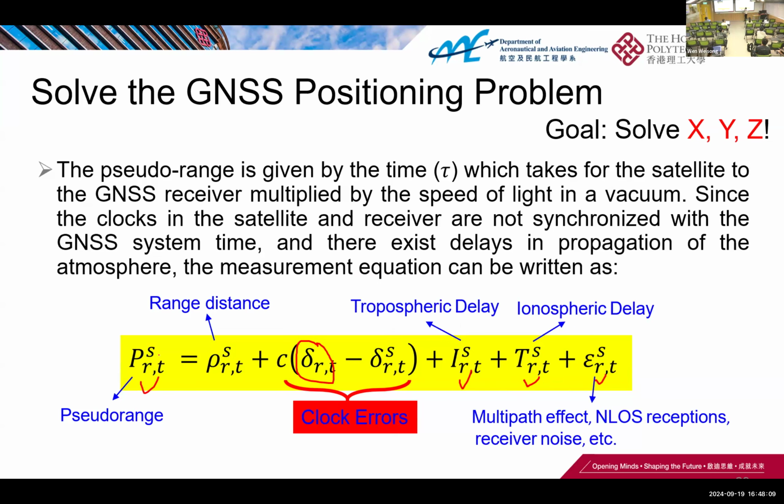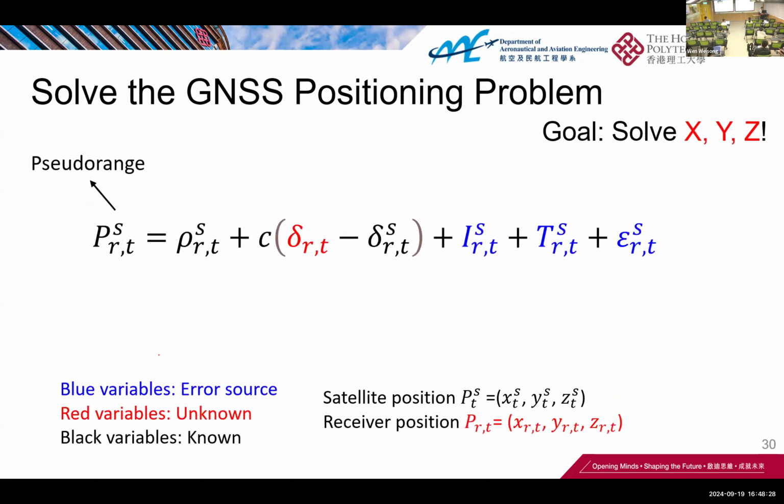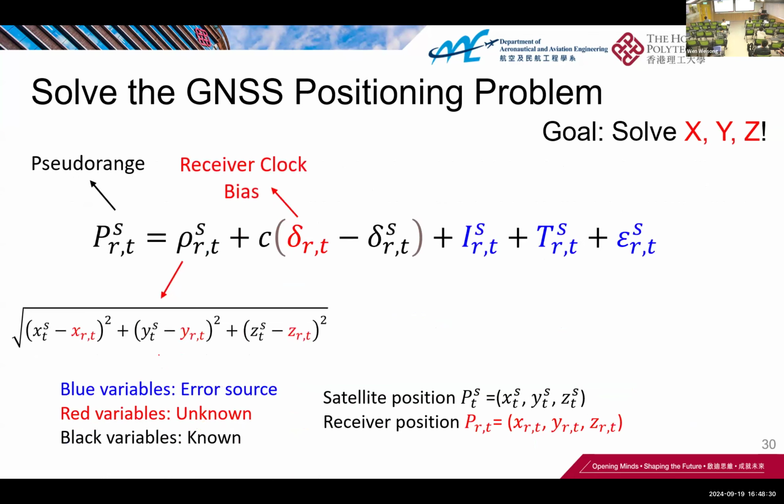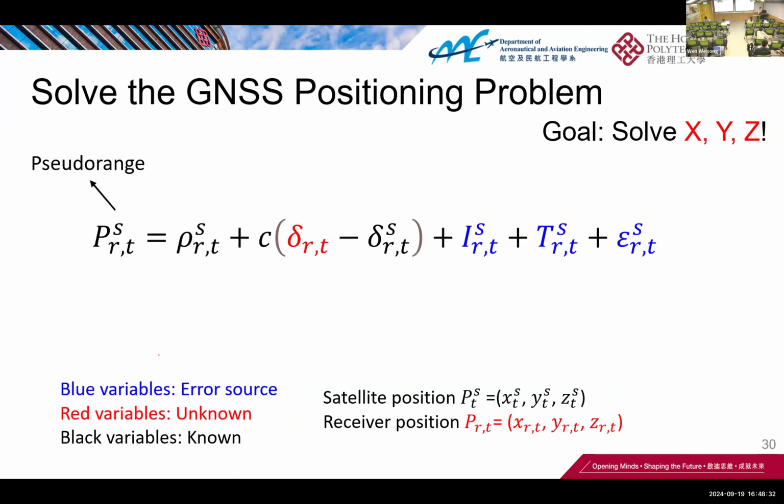And also XYZ is included in this equation. XYZ is included in the range distance, which means 3 unknowns in here and 1 unknown in here. For one equation, for one satellite measurement, we have 3 plus 1 unknown variables. This is exactly the same as the previous page.